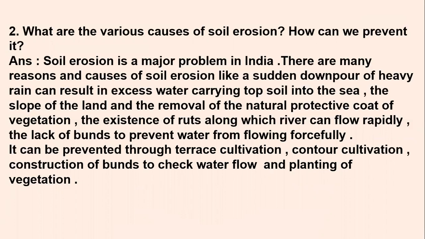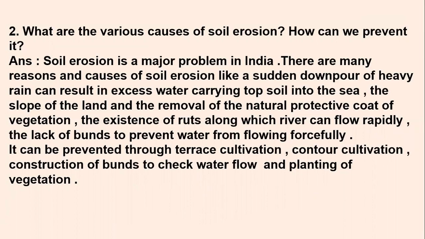Causes include sudden downpour of heavy rain, which can result in excess water carrying topsoil into the sea, the slope of the land and the removal of the natural protective coat of vegetation, the existence of ruts along which rivers can flow rapidly, and the lack of bunds to prevent water from flowing forcefully. So these are the causes of soil erosion, students.